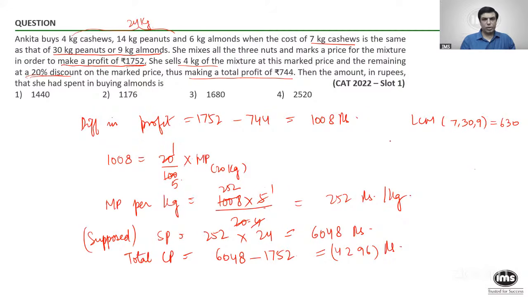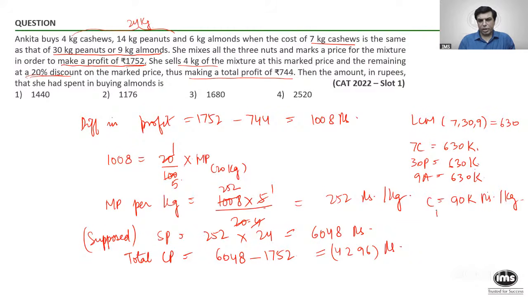So let us suppose 7C is equal to 630K, and 30P is equal to 630K, and 9A is equal to 630K. So now if you get the value for each kg of cashew, peanuts and almonds, you can say that cashew is basically 90K per kg, and peanuts is 630 by 30, 21K per kg, and almonds is 630 by 9, 70K per kg, right? So we've got the per kg price of each of the three types.